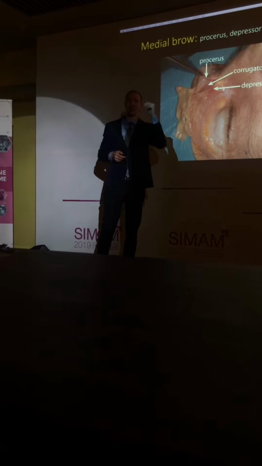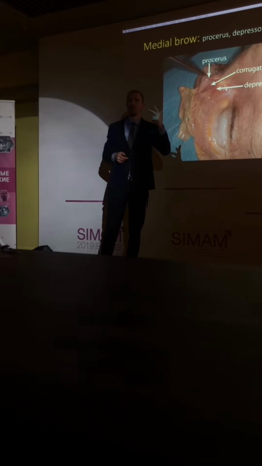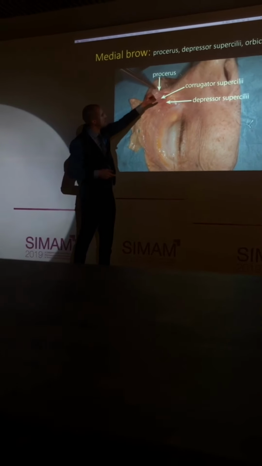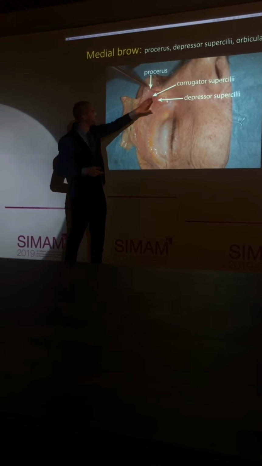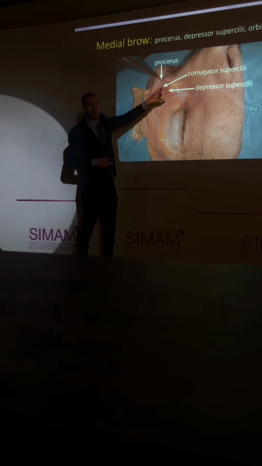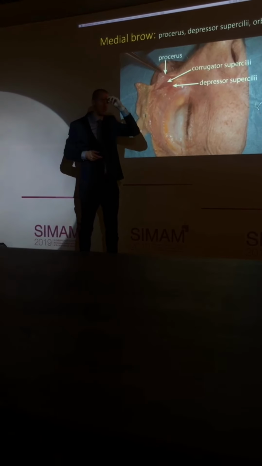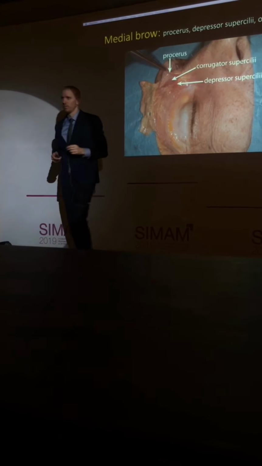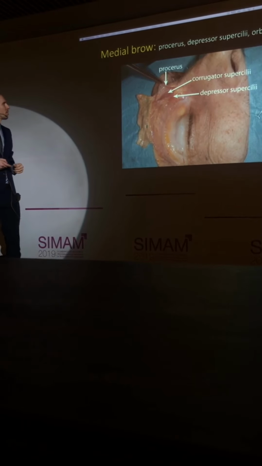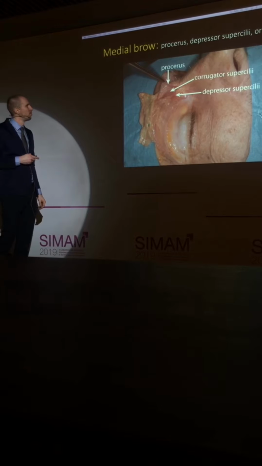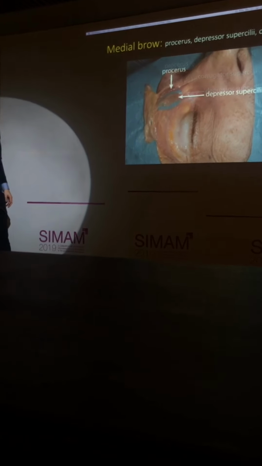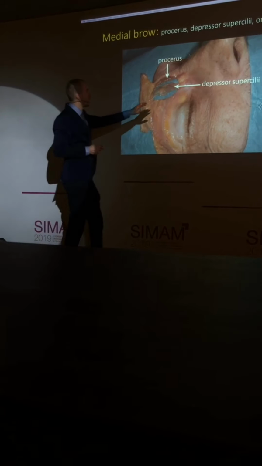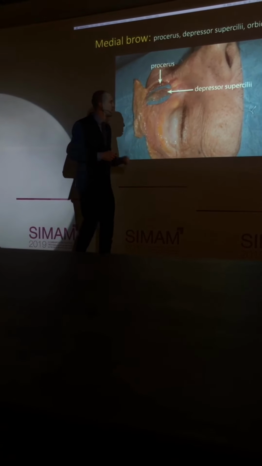Because remember, what glides is layer number 1, 2, 3. And what can be in layer number 4, that's the origin. The corrugator origin is deep, that's fixed. We cannot elevate that. We cannot pinch that medially. But now we would like to see the depressor supercilii.